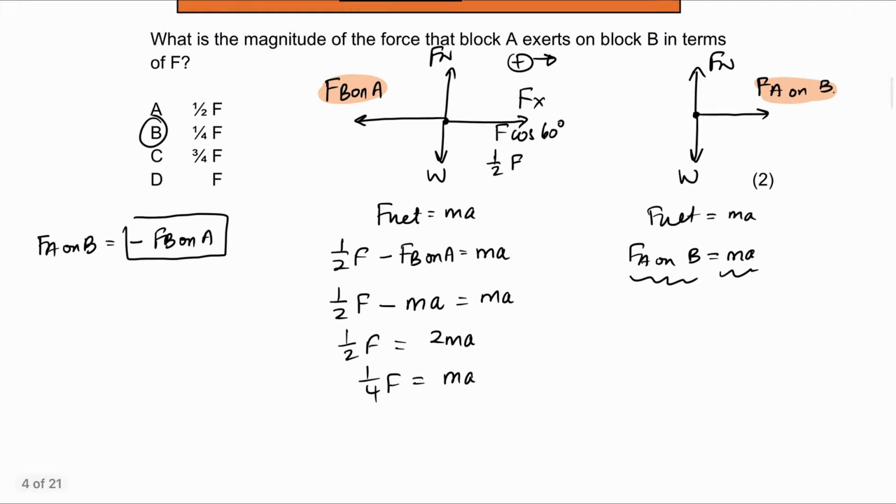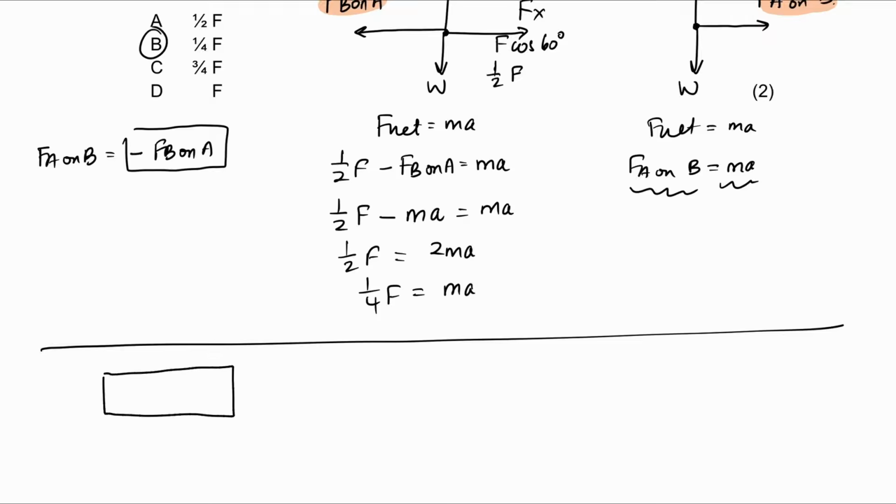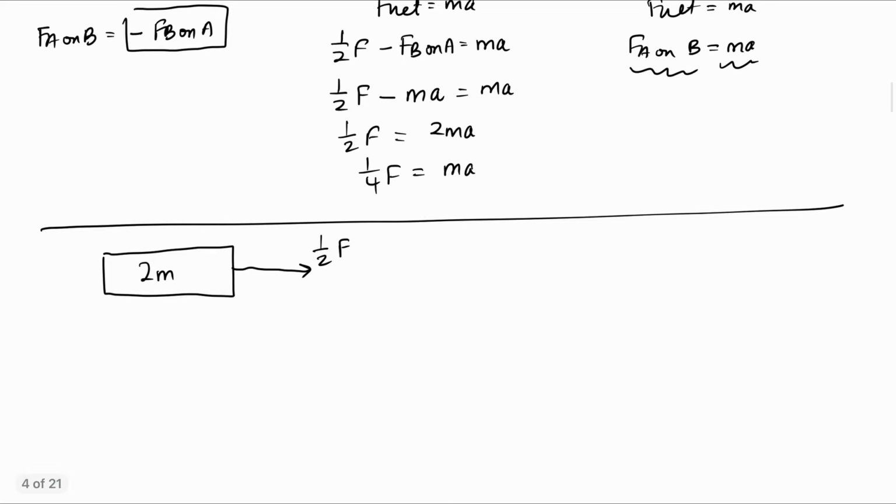Now, the other way that we can solve the same question is if we think of the system as one entire system. So if I think of it as an entire system, I'm going to have both the masses combined, and they have a mass of 2m, and the force here is going to be half F. Now I can apply F net equals ma to this whole system.